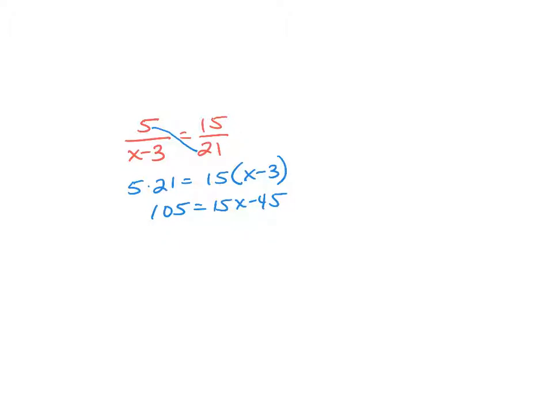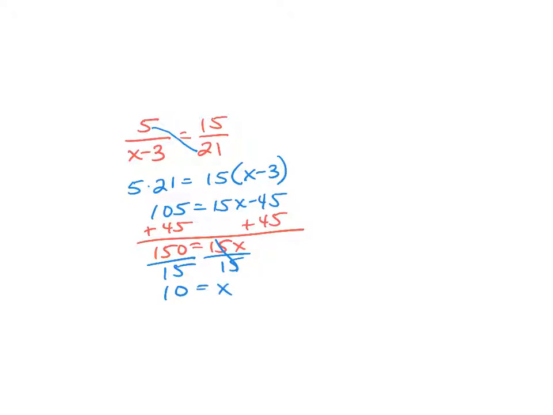So I have 105 is equal to 15x − 45. I'm going to add 45 to both sides. If I add 45 to both sides, I get 150 is equal to 15x. And then I'm going to divide both sides by 15. When I do that, I get a final answer of x is equal to 10.